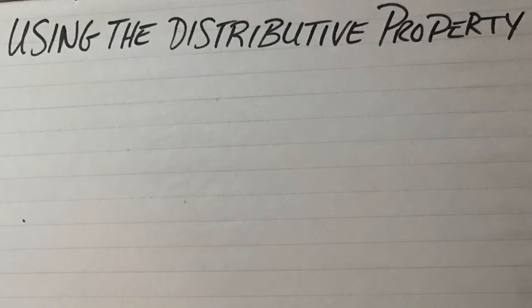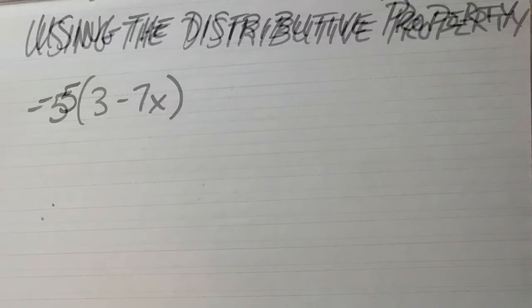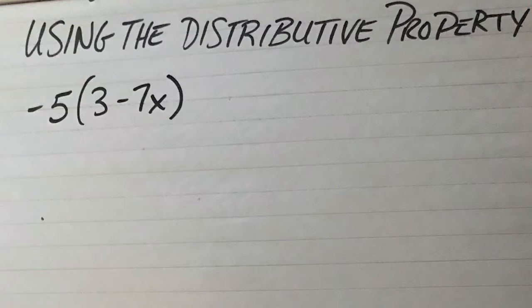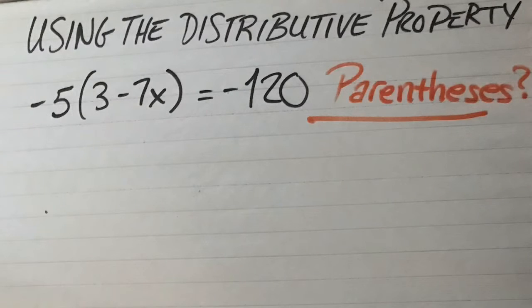Using the distributive property, part 2. This time we have a negative outside the parentheses, but the procedure is the same. Multiplying what's outside the parentheses by what's inside the parentheses in order to eliminate the parentheses and solve the equation.